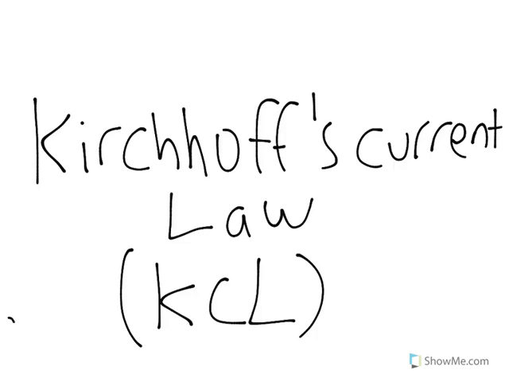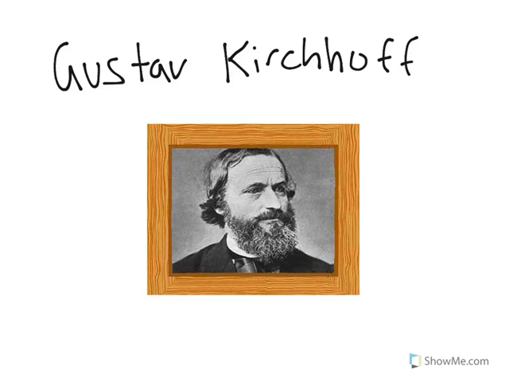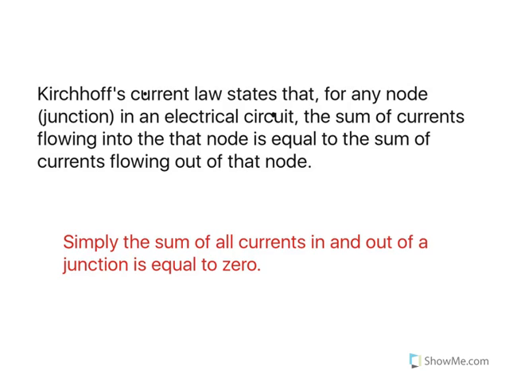Kirchhoff's current law, or KCL, is a fundamental law which was first described by Gustav Kirchhoff in 1854. He also described Kirchhoff's voltage law. Kirchhoff's current law states that for any node in an electrical circuit, the sum of currents flowing into that node is equal to the sum of currents flowing out of that node. Simply, the sum of all currents in and out of a junction is equal to 0.